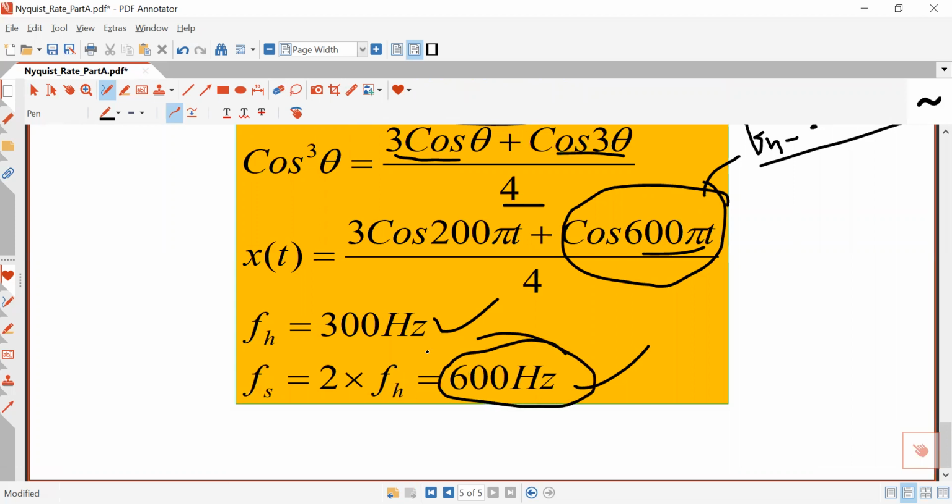So in this way, you can solve the problems based on Nyquist rate, but these are simple problems. In type 2 and type 3, which I will cover in the next video, you will see some conceptual problems based on Nyquist rate. So in the next video, I will discuss such types of problems.